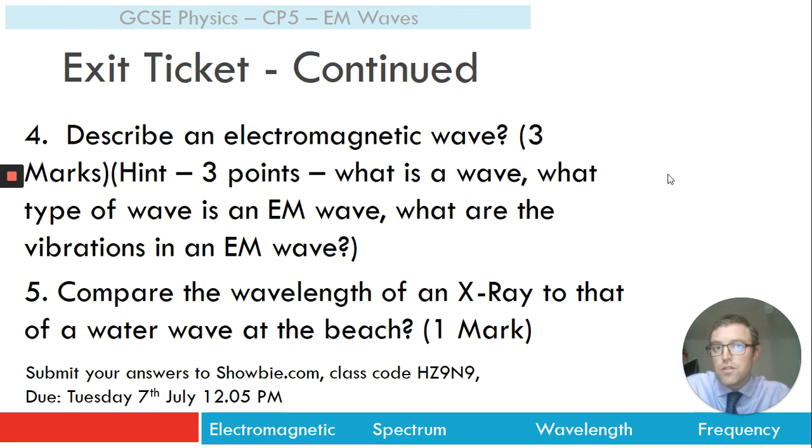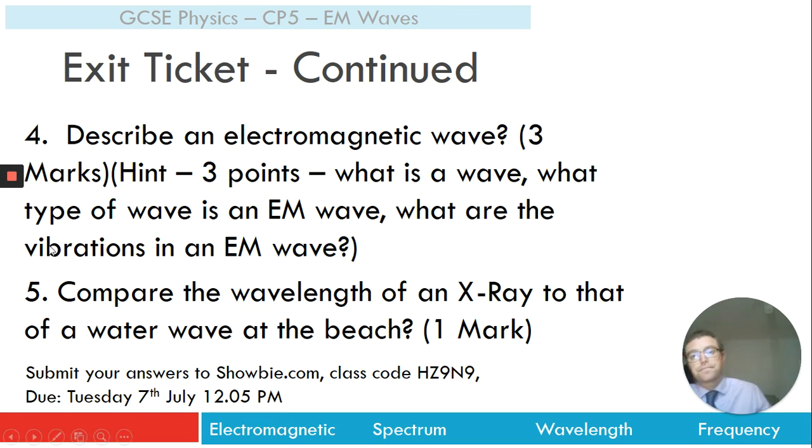Number 4, describe an electromagnetic wave. And that's for 3 marks. Hint, it's 3 marks, so we're looking for 3 points. The ones I would go for: what is a wave? What type of wave is an electromagnetic wave? And what are the vibrations in an electromagnetic wave? The clue is in the name. And number 5, that's 3 marks. Compare the wavelength of an X-ray to that of a water wave at the beach. Which one's higher? Which one's lower? And if you like, you could find out the typical wavelength of an X-ray and of a water wave.